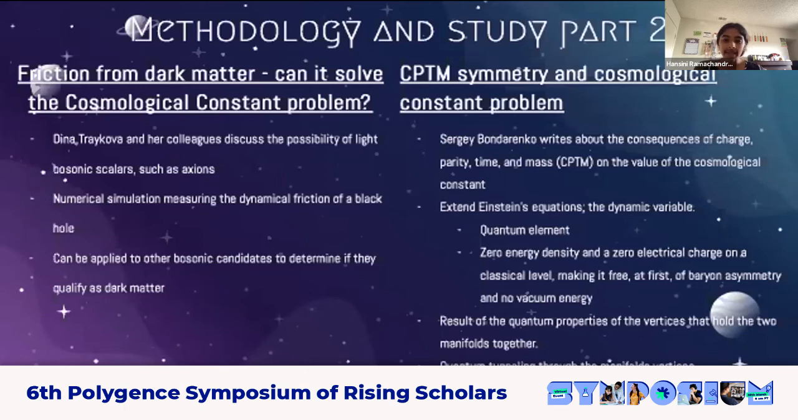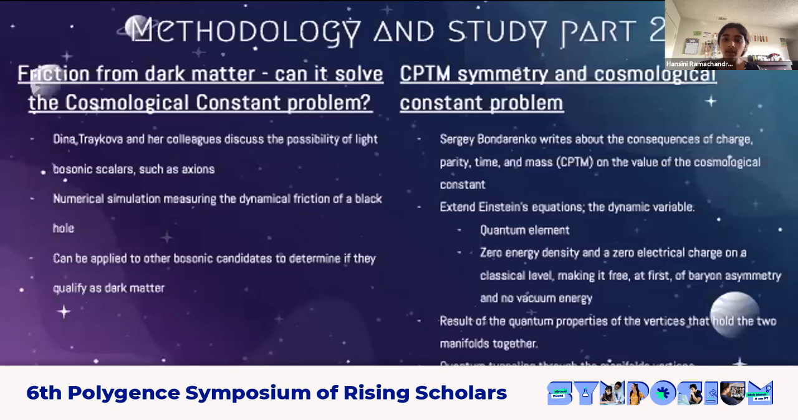He extends Einstein's equations, and the cosmological constant is proven to be a dynamic variable, which is one that doesn't stay static. It changes depending on the circumstance. Its small yet non-zero origin is a result of its quantum element. And the immediate consequence is a zero density and zero electrical charge on a classical level, making it free at first of baryon asymmetry and no vacuum energy.